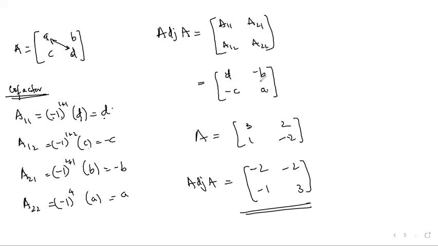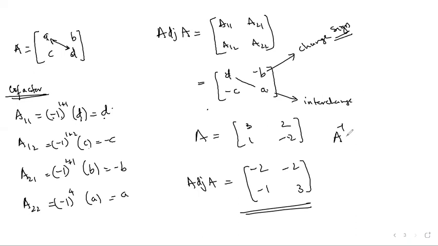So the principal diagonal, what should you do? Interchange. And what should you do with the other diagonal? Change sign. Positive will become negative, negative will become positive. Did you get that? Have you followed the idea of calculating the adjoint directly? Yes, sir.